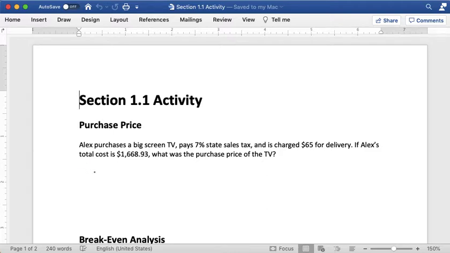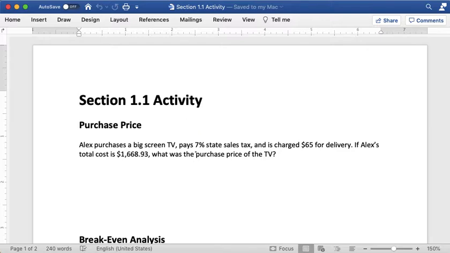So in this problem, we have Alex purchasing a big screen TV, paying 7% state sales tax and $65 for delivery. And if the total cost is $1,668.93, what was the purchase price of the TV?